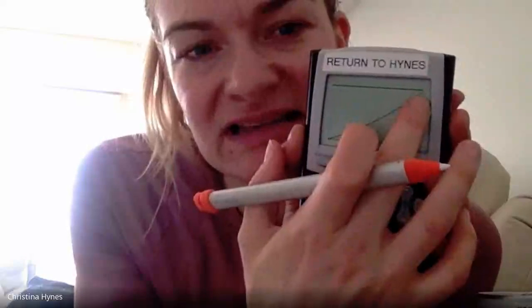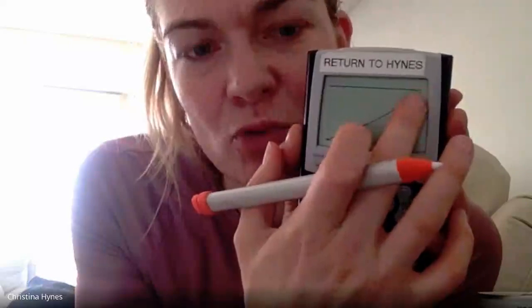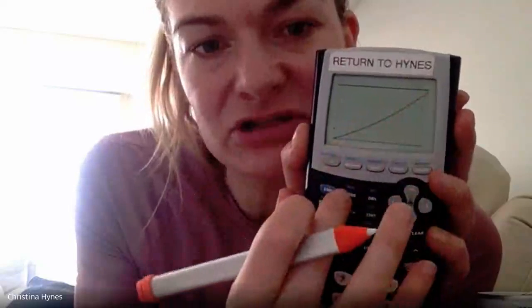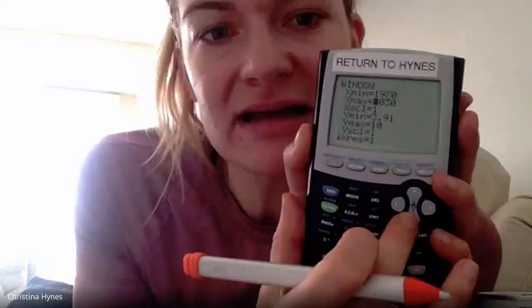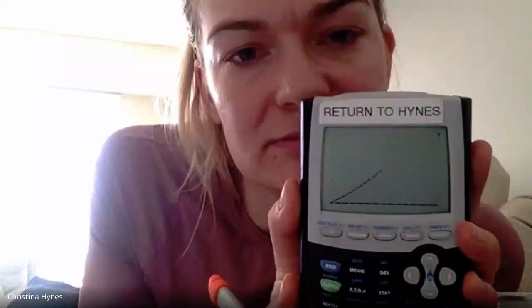As you can see, it's slightly cut off, which means that I need more of my x maximum. So my window, I'm just going to have to increase the years. Instead of stopping at 2030, let's go up to 2050. So I'm just adjusting my window to be able to see that intersection point.